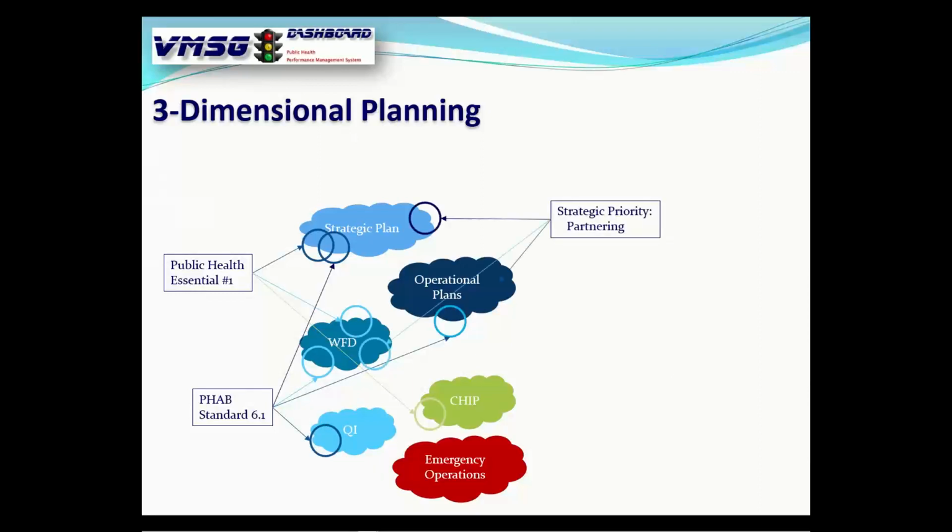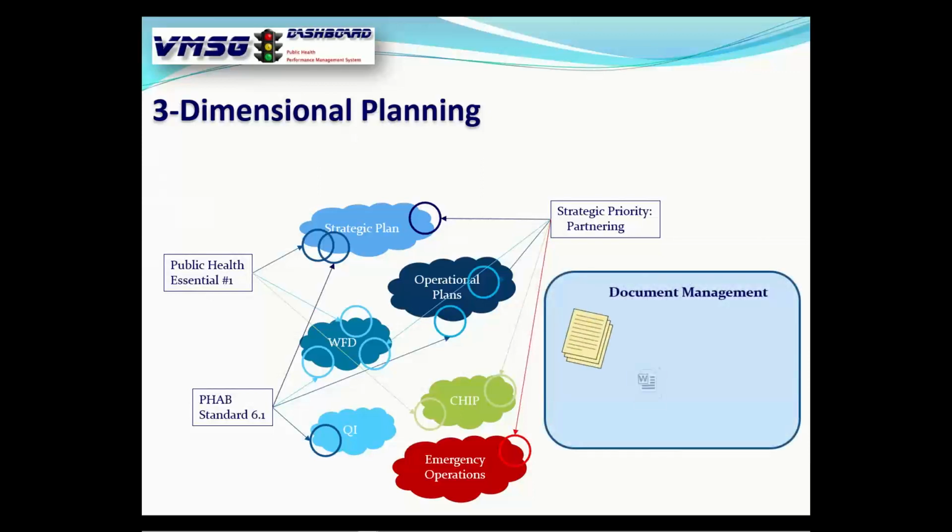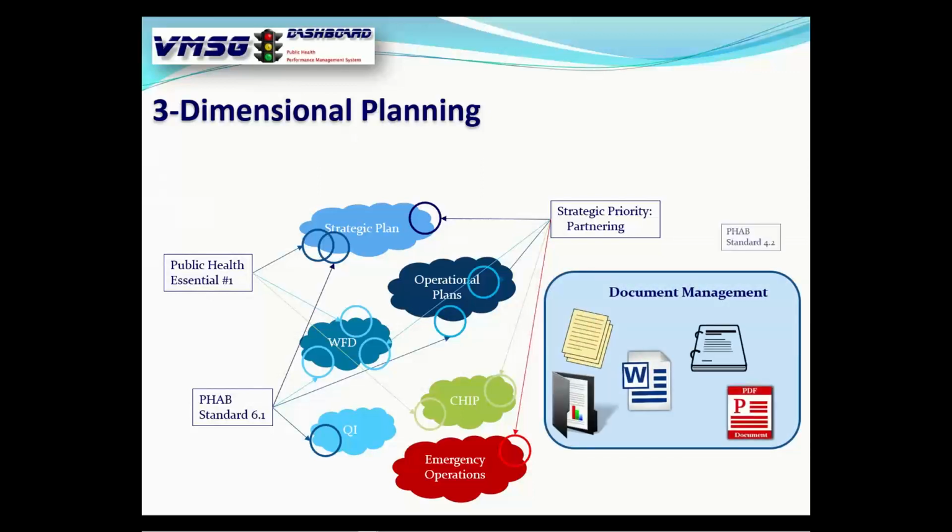Remember the strategic priorities at the bottom of the dashboard screen we were talking about? This is where you go in and you tag the other plans against your strategic priorities. So what are we doing across all the plans related to partnering? And same thing with the documents. This is where you can tag all the documents against, for instance, the FAB standards.